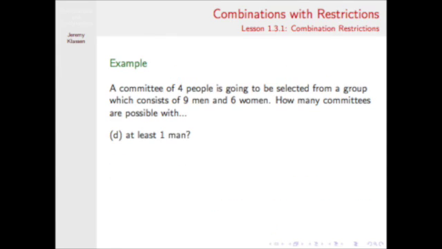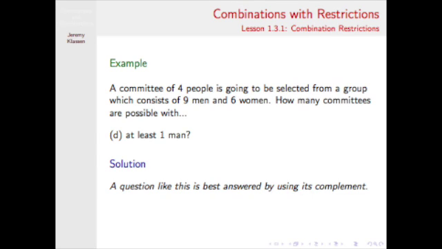This next question is related to the one that we just did. How many committees can we form that have at least 1 man on it? I see a question like this is best answered by using its complement. And in this case, the complement, or the opposite of at least 1 man, is no men.